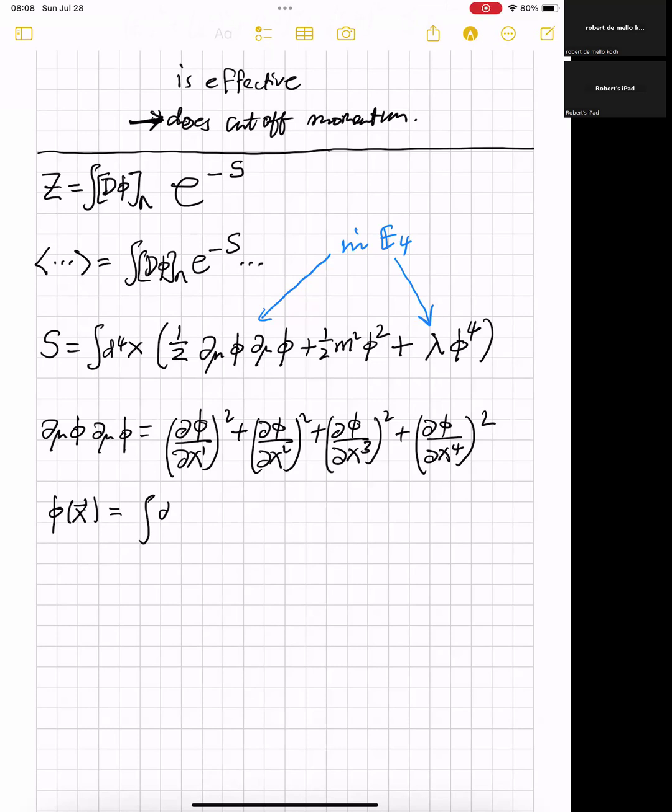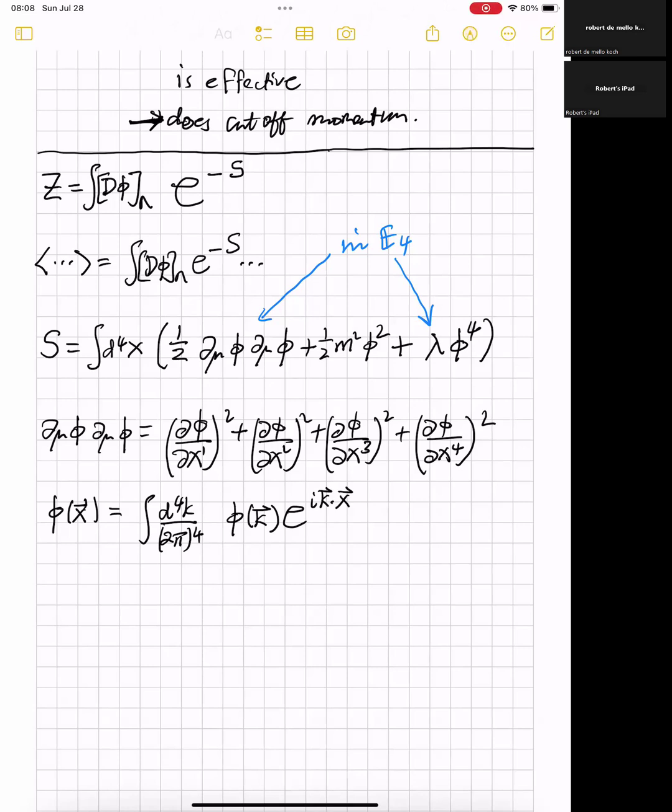We will have an integral d^4k over (2π)^4. So that looks pretty similar to Minkowski. We would have φ(k), k with an arrow to again notationally nudge you towards Euclidean space, and an e^{ik·x}.